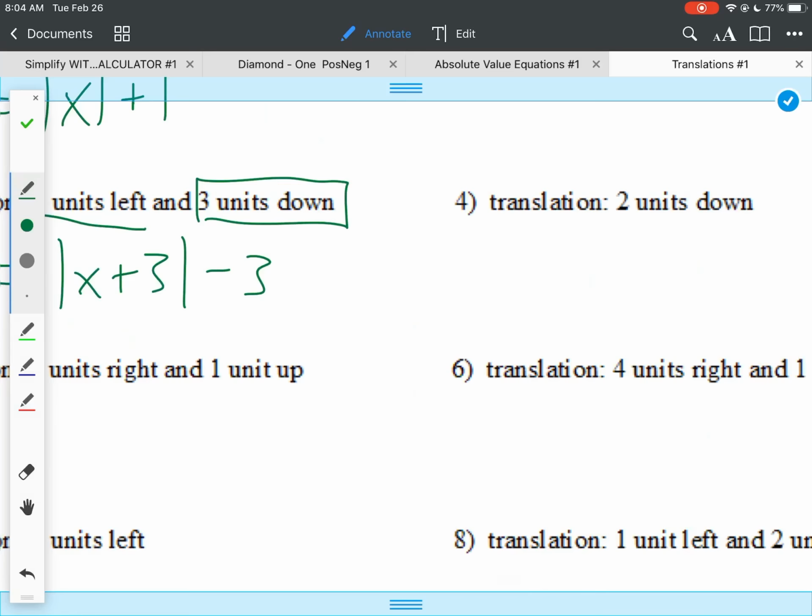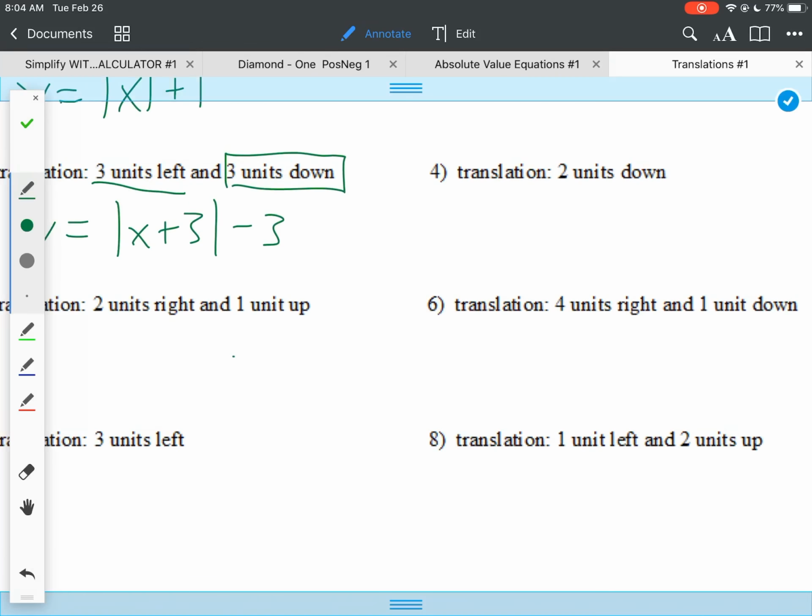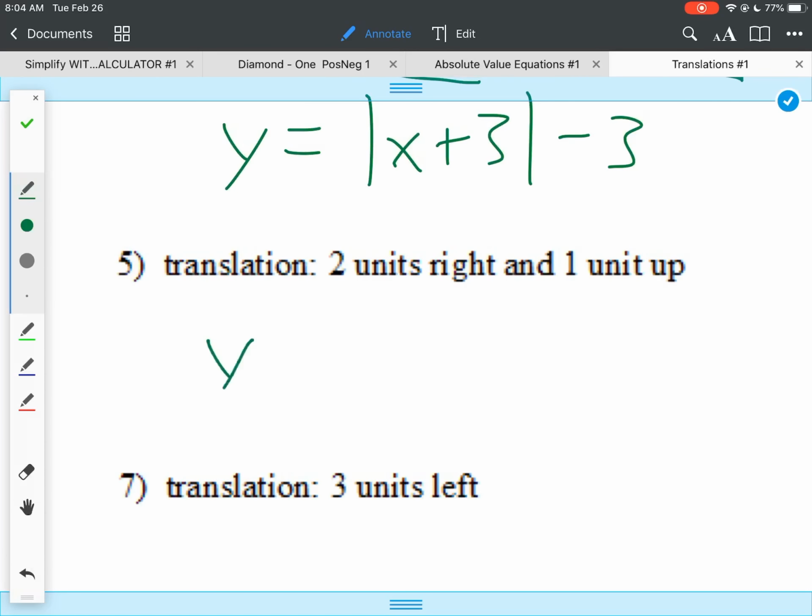Okay? I'll do one more for you. This one's good right here. Okay, so y equals absolute value, x, 2 units to the right, 1 unit up. So since it's right, it's going to be negative inside. Whoops, that should be a 2, right, because it's 2 units. And then 1 unit up plus 1 in the back.